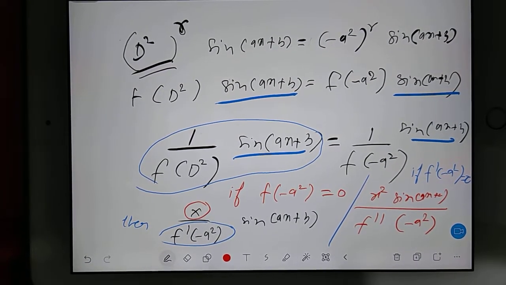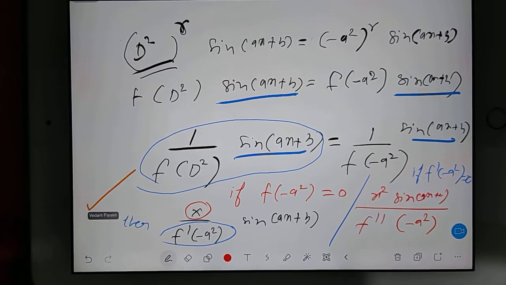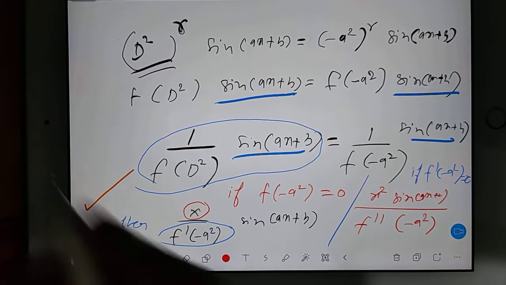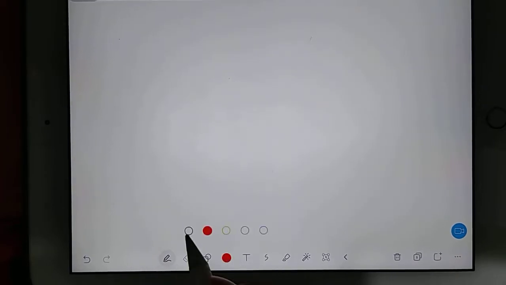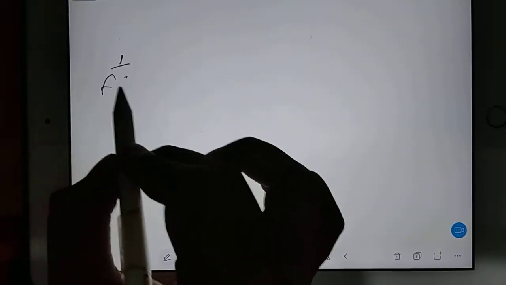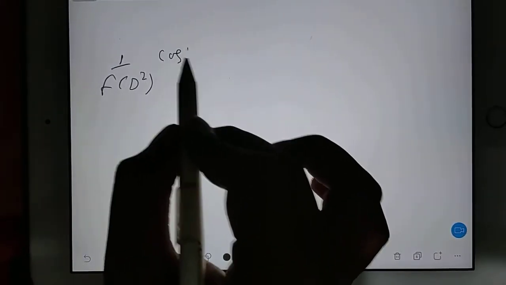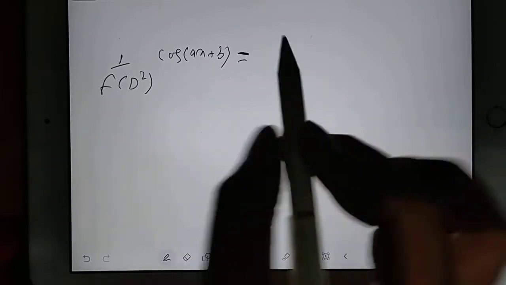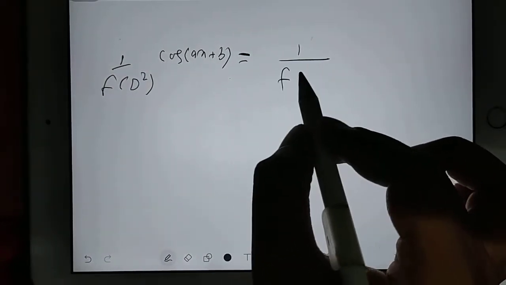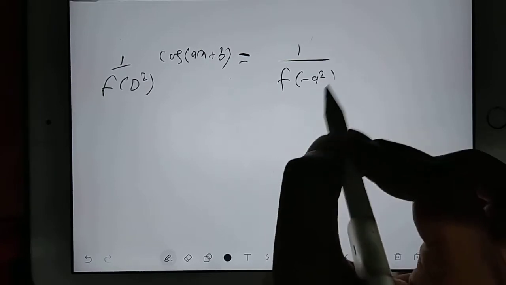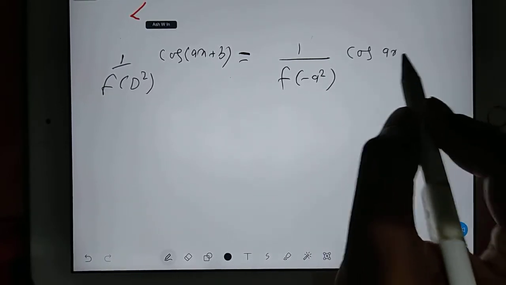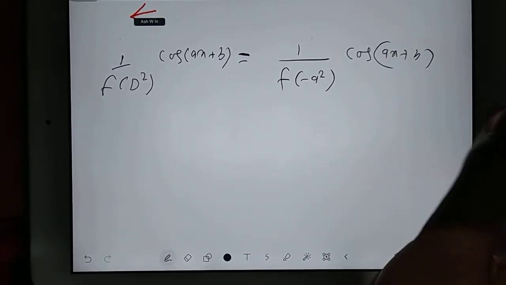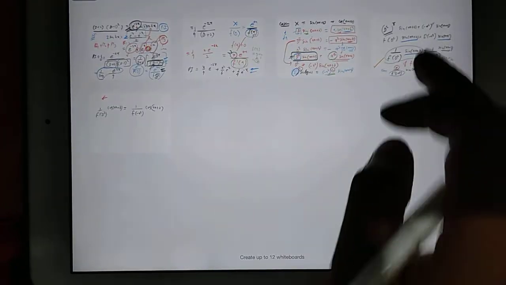And exactly the same thing will happen for cos ax also. Okay, Vedant, same thing will happen for cos ax plus b also. You just take down the notes. If you have to operate on f of d square with cos ax plus b, the same answer, 1 by f minus a square cos ax plus b, will come. Okay, I'm going back. Take down.